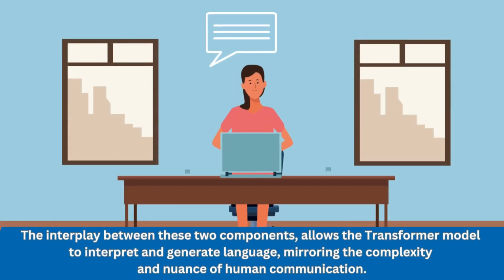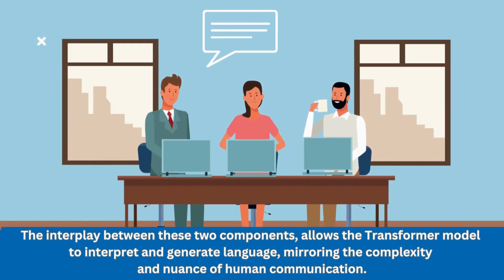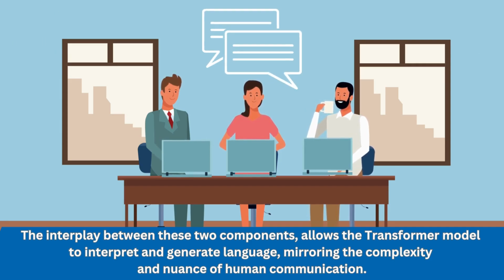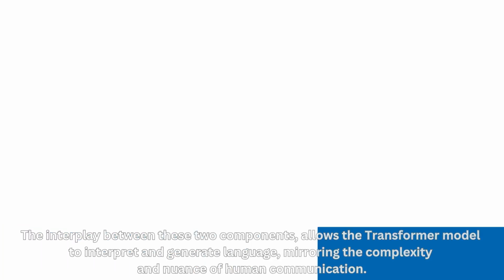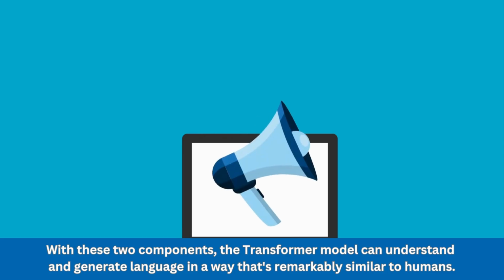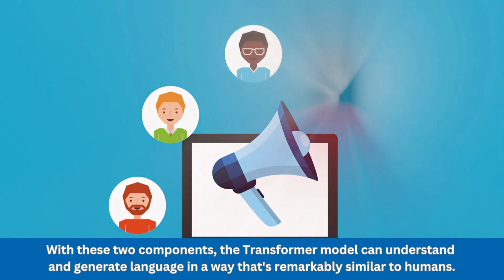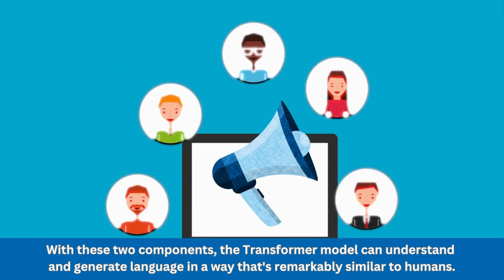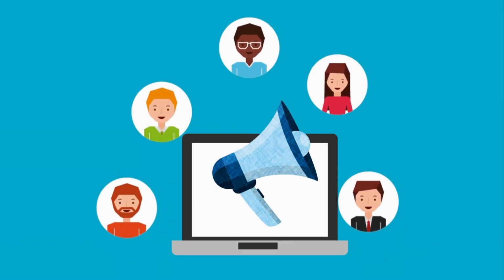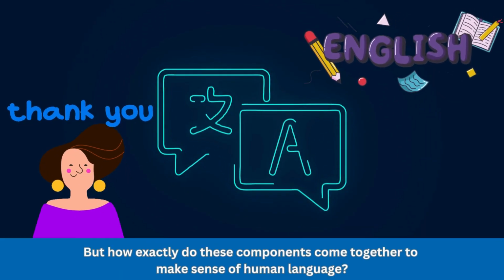The interplay between these two components allows the transformer model to interpret and generate language, mirroring the complexity and nuance of human communication. With these two components, the transformer model can understand and generate language in a way that's remarkably similar to humans. But how exactly do these components come together to make sense of human language?